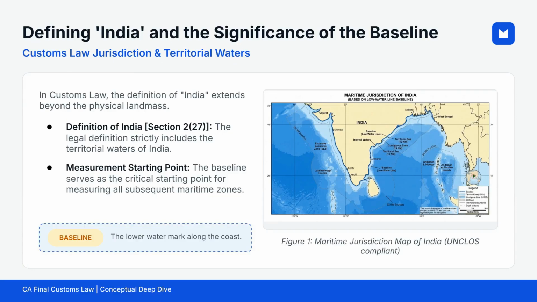customs duty is attracted. For customs purposes, India includes not only the land territory, but also the territorial waters of India, as defined under Section 2(27). To measure maritime zones, we first identify the baseline, which is the low water mark along the coast. Think of the baseline as the starting line from which all maritime distances are measured. Once the baseline is established, authorities can determine the extent of territorial waters, Indian customs waters, and other maritime zones. Understanding the baseline is essential because customs jurisdiction, taxation, and enforcement powers all depend upon distances measured from this point.